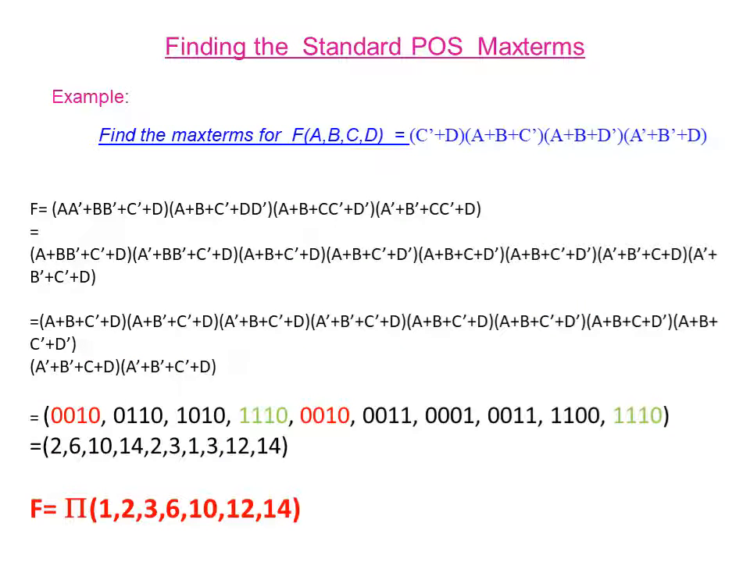This is a 4 variable example. Here in the first max term 2 variables are missing, so A dash plus B dash. In the second max term 2 variables are missing, D dash. In the third max term 1 variable is missing, C dash, and in the fourth max term 1 variable, C dash, is missing. These are the steps to obtain the equivalent POS expression.